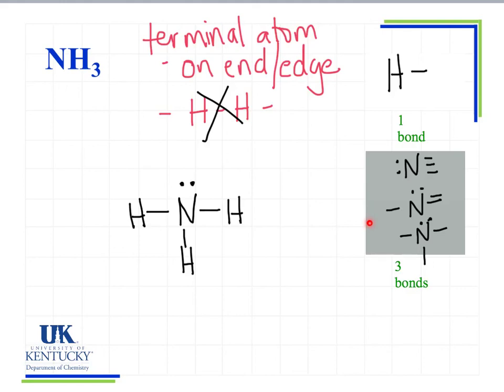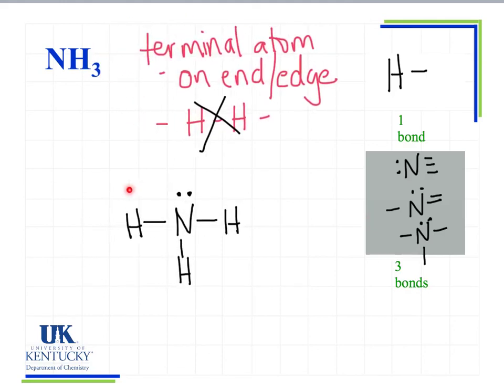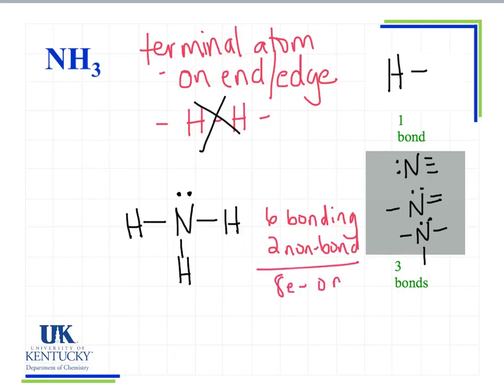So if I look at each hydrogen atom, I see that it has 2 electrons around it, which makes it happy, doesn't want 8. If I look at my nitrogen, I see it has 3 bonding groups, so 3 pairs of electrons for bonding, so that's a total of 6 bonding electrons, and 2 non-bonding electrons in that lone pair for a total of 8 electrons on nitrogen. So it is very happy.